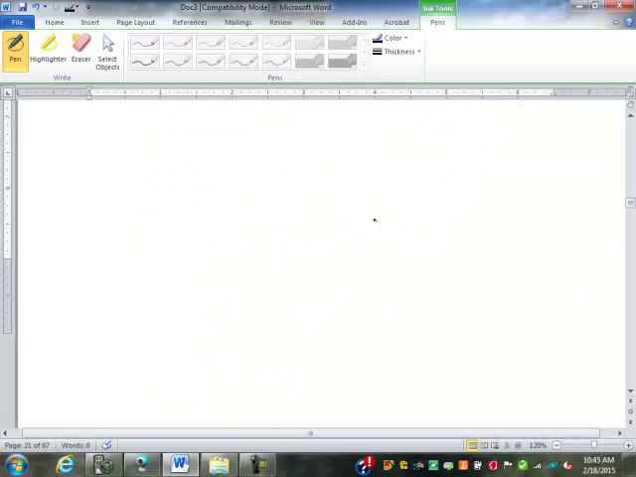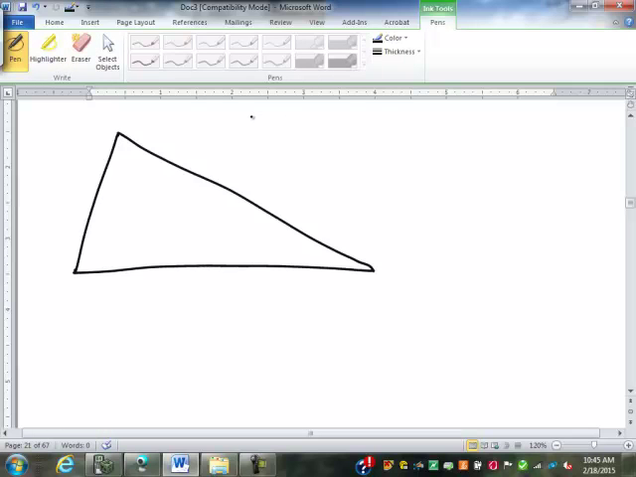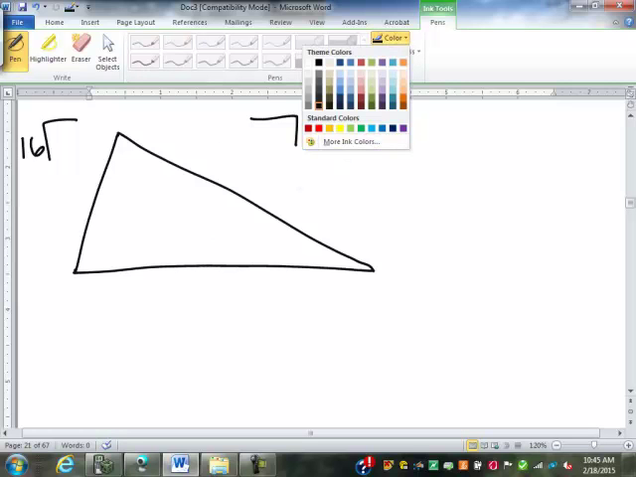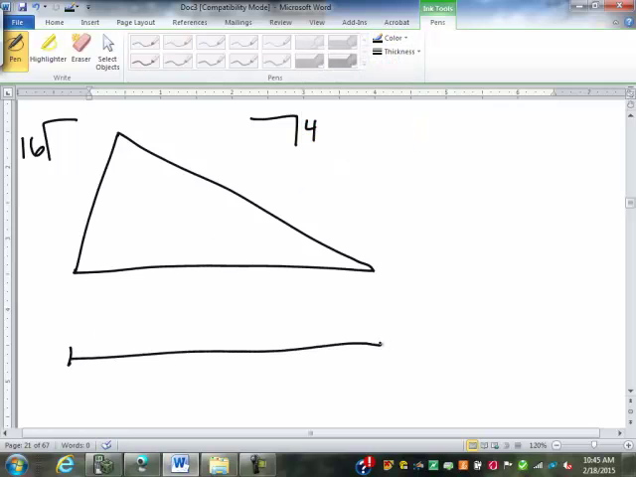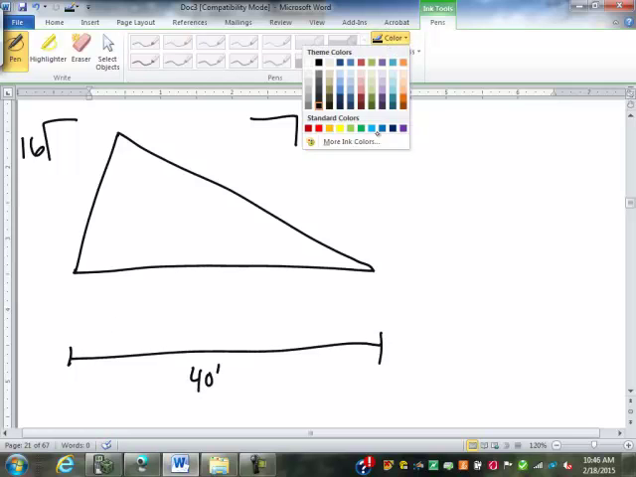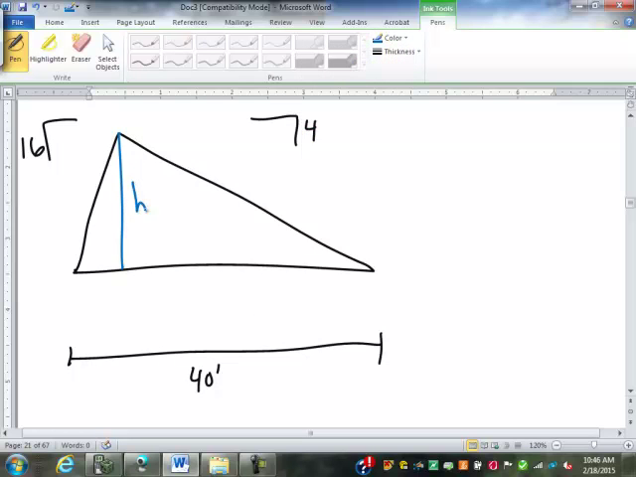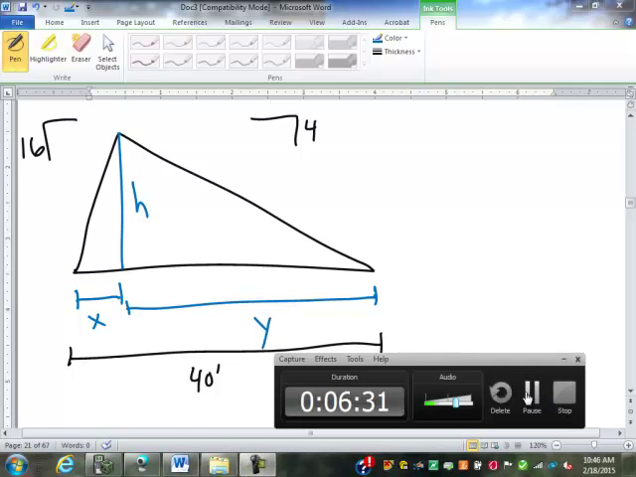Well, let's give you guys a little test then. We're going to call this a 4/12 slope. This here is going to be a 16/12 slope. We're going to have a span of 40 feet. Find H, X, and Y. I'll pause this so you guys can work.